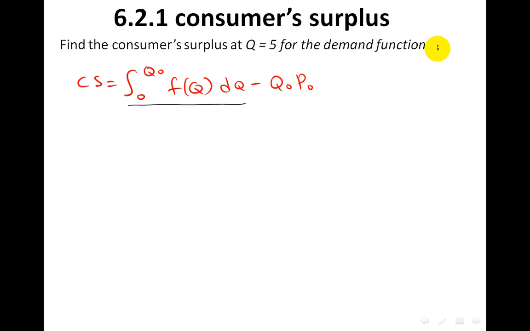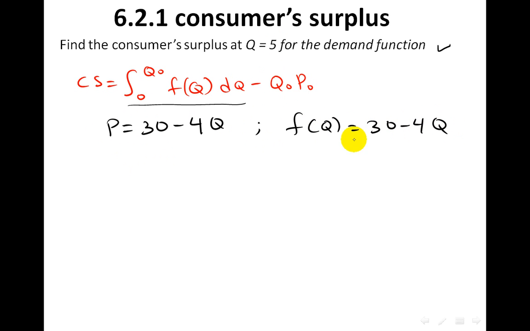Anyway, the question is saying: find the consumer surplus at q equals 5 for the demand function. The demand function is p equals 30 minus 4q. So p means f of q here, they're the same, 30 minus 4q. You can represent it in both ways, it will be the same idea.